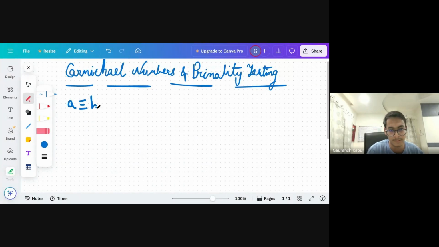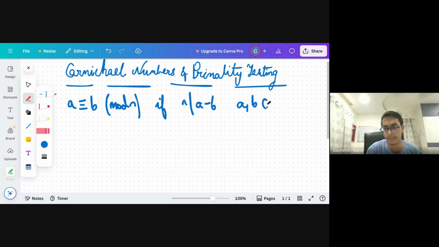So we say A is congruent to B mod N if N divides A minus B. A and B here are integers and N is any natural number.